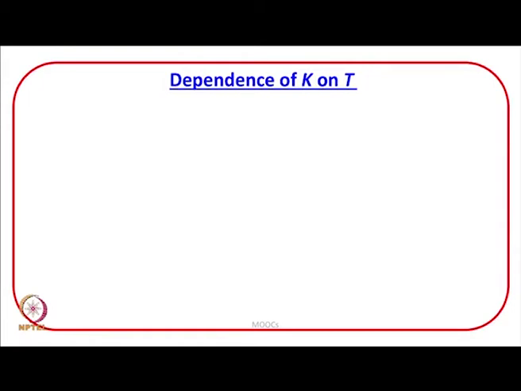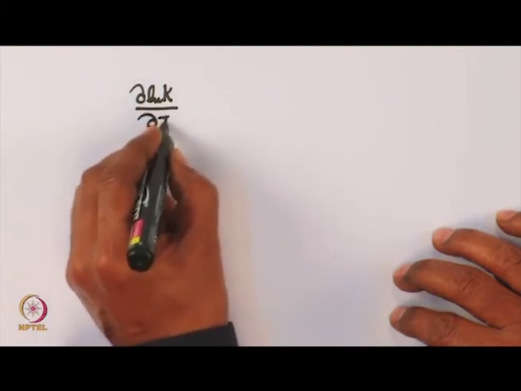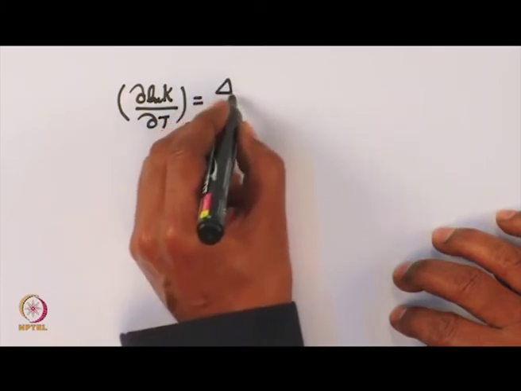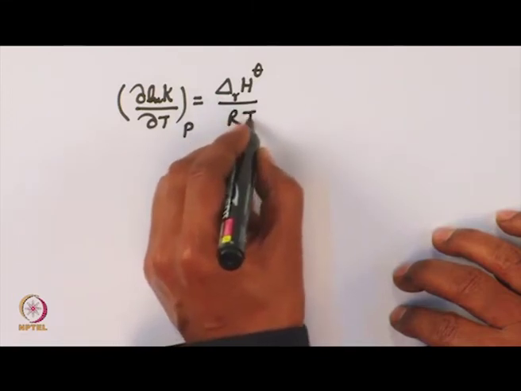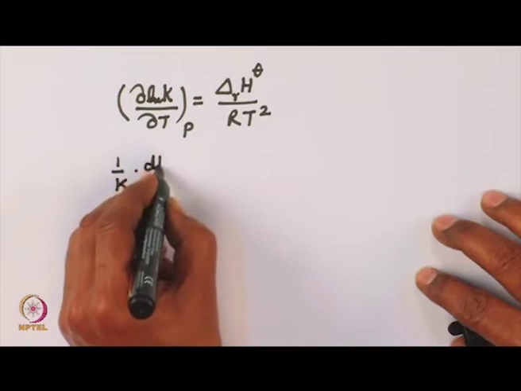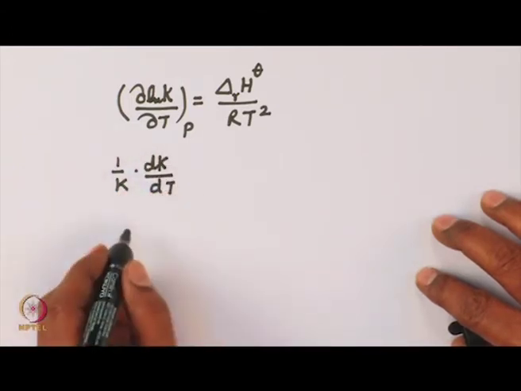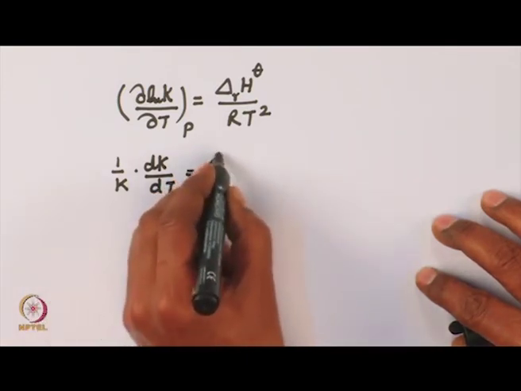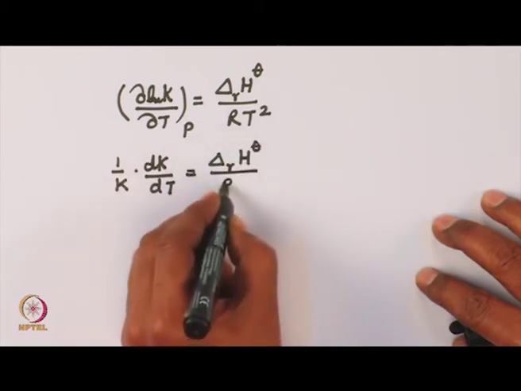Let us continue our discussion on equilibrium constant dependence on temperature. We have just derived this equation, Van 't Hoff equation. So let me rewrite Van 't Hoff equation over here. According to Van 't Hoff equation, derivative of log K with respect to T at constant pressure is delta R H naught by RT square. I can write this as 1 by K dK by dT at constant pressure, of course, will be equal to delta R H naught by RT square.